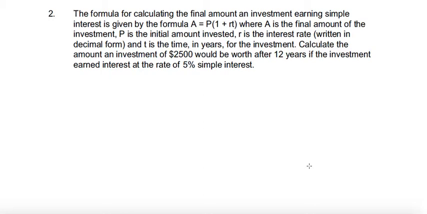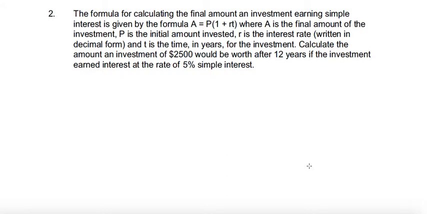So the formula for calculating the final amount of an investment earning simple interest is given by the formula A equals P times (1 plus RT), where A is the final amount of the investment, P is the initial amount invested, R is the interest rate written in decimal form, and T is the time in years for the investment. Calculate the amount an investment of $2,500 would be worth after 12 years if the investment earned interest at a rate of 5% of simple interest.